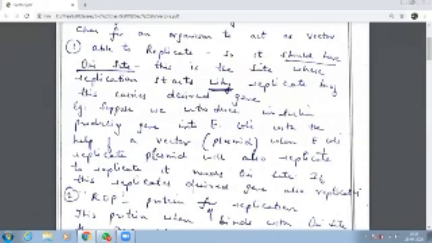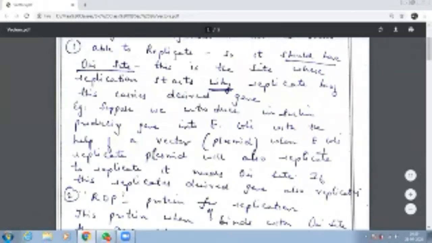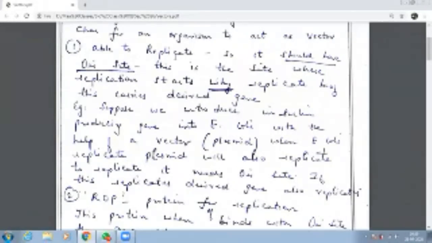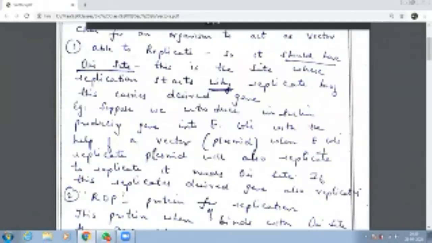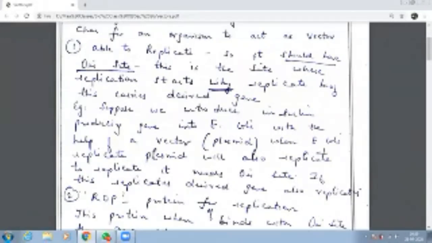I am reading it out for the last time, the first point. The first important characteristic for an organism to act like a vector is what? It should be able to replicate. And to replicate, it should have its ori site. And why does it need to replicate? Because it carries the desired gene.